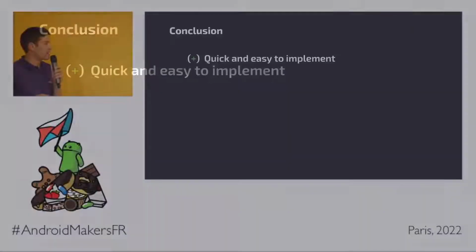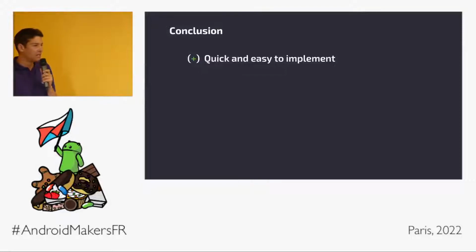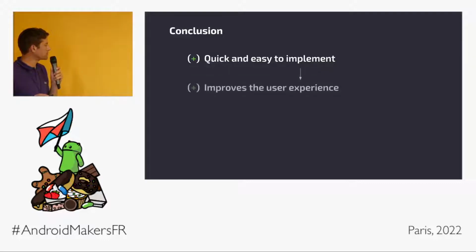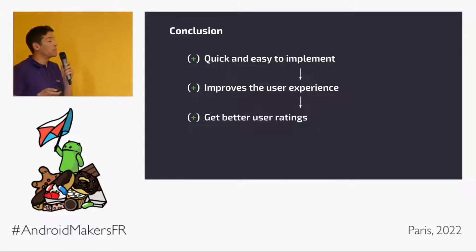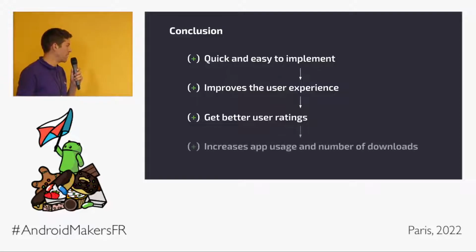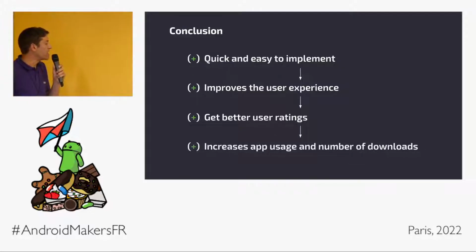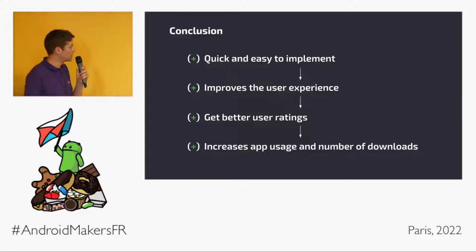As a conclusion, we can say that it's quick and easy to implement. There are not so many things to do to adapt your app and have a really nice behavior on a Chromebook. Of course, it improves the user experience. We get better user ratings due to better user experience. And finally, it increases app usage and the number of downloads of your app.